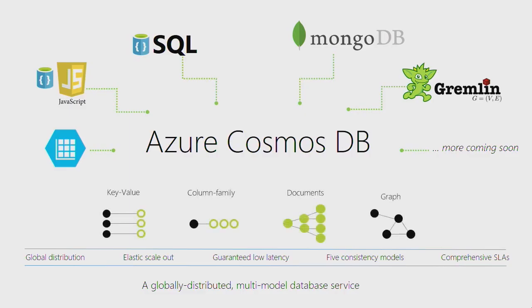What is this thing? In a nutshell, it's a globally distributed multimodal database service in which we have built an awesome platform that features global distribution, elastic scale-out, guaranteed low latency, 5 consistency models, and all of these fully backed by comprehensive SLAs. This platform is completely multi-model, meaning it can support key value, column family, document, and graph data models. And then these get exposed through a variety of APIs, including a Tables API, a DocumentDB API, MongoDB API, and Gremlin.